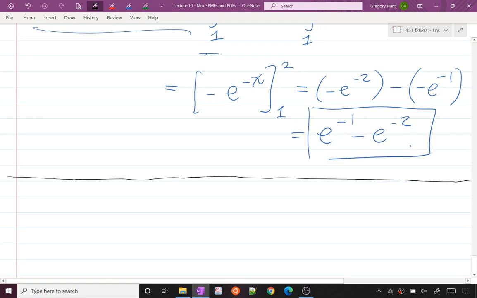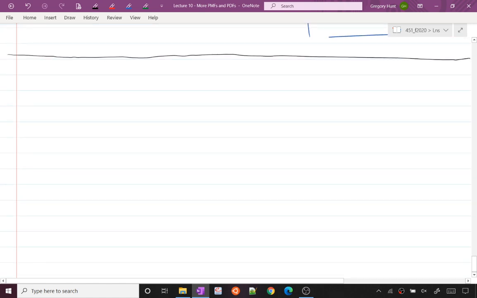Okay. So let's talk about what makes a valid PMF or PDF. So, theorem.